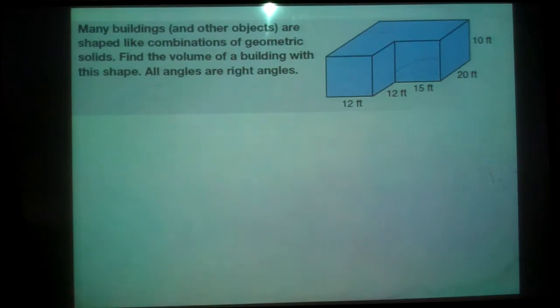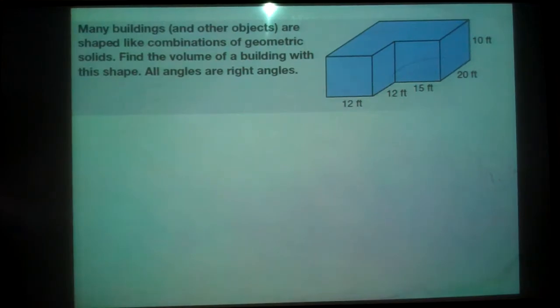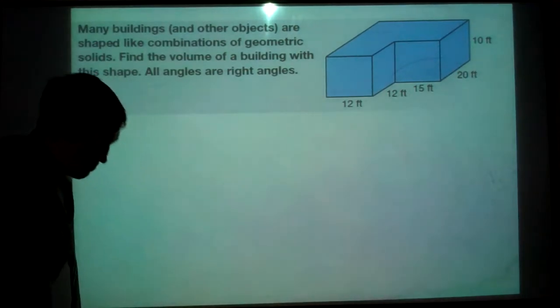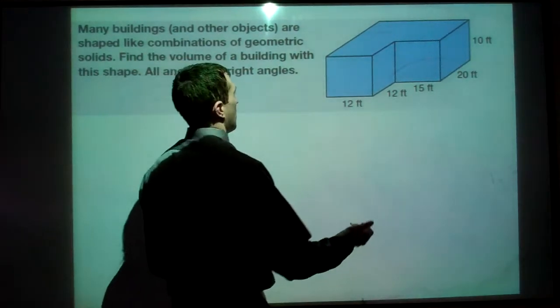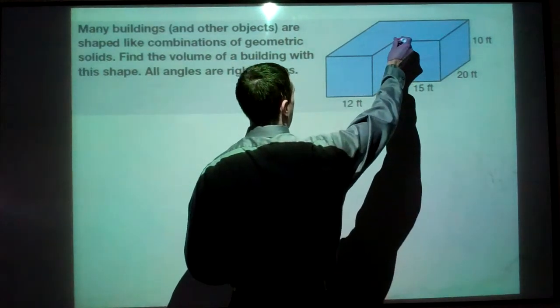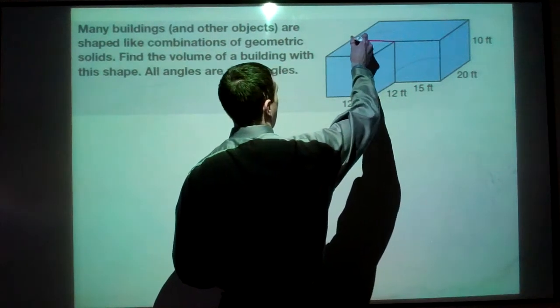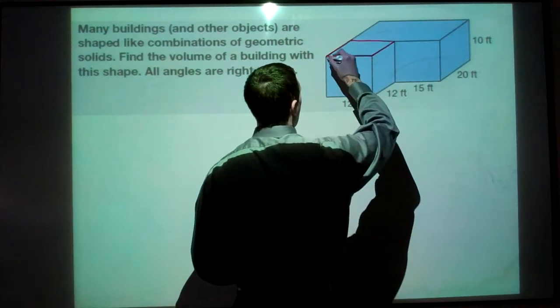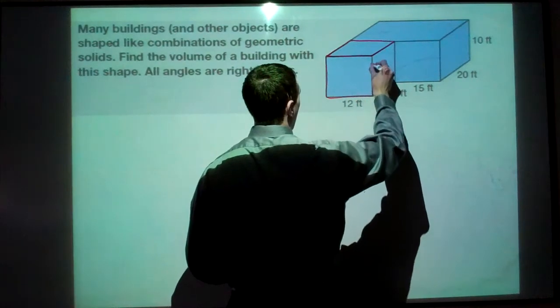So it says, many buildings and other objects are shaped like a combination of geometric solids. Find the volume of a building with this shape. All angles are right angles. So we are dealing with prisms here, and here's what I say we should do. Let's just kind of chop this up a little bit. Let's try to figure out this volume right here.